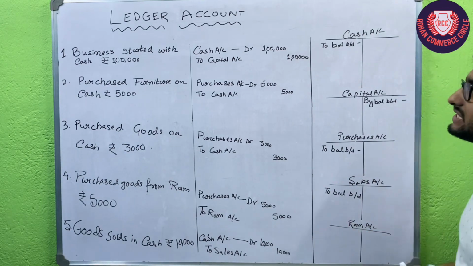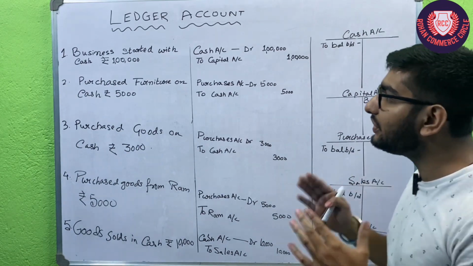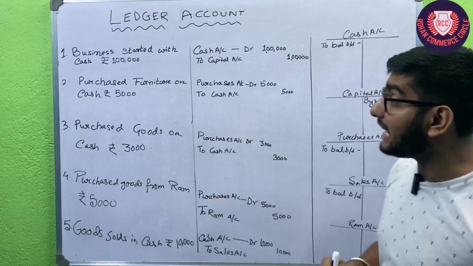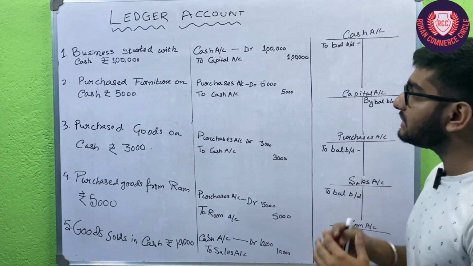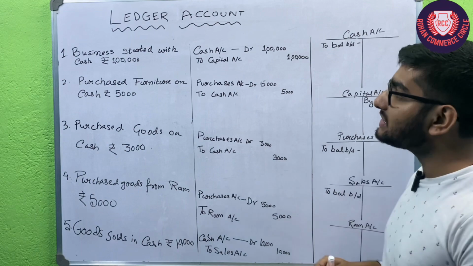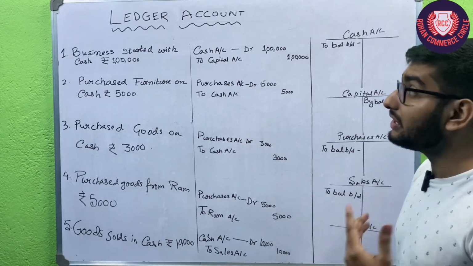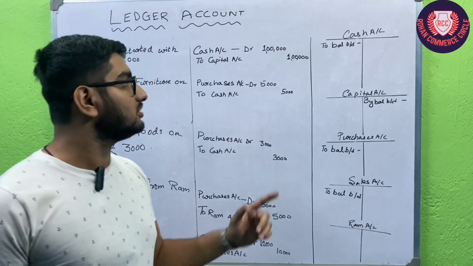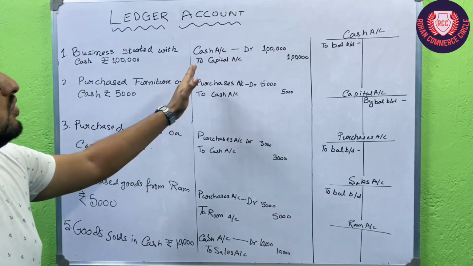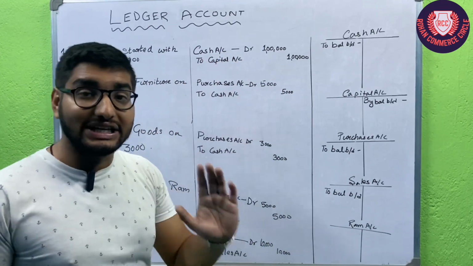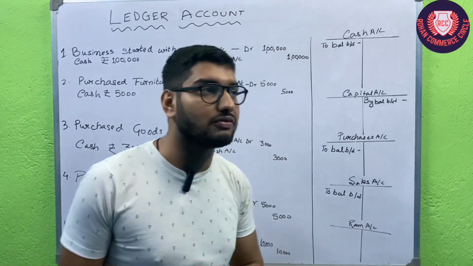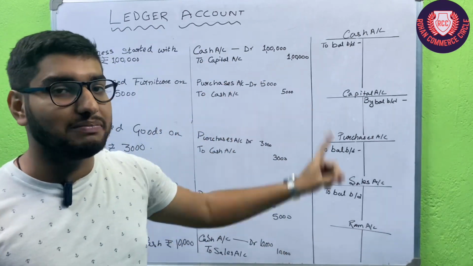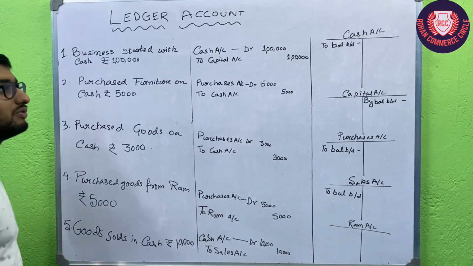So the first is: a business started with cash rupees 1 lakh. So when we are starting a business with cash, cash is coming into the business. Okay, so the asset is increasing according to the dealer rule. Okay, so cash account debit to capital account. I have made a detailed video on this, students. If you have not watched it, go to the I button and please do watch it. It will help you out.